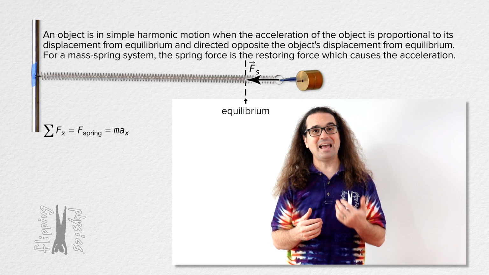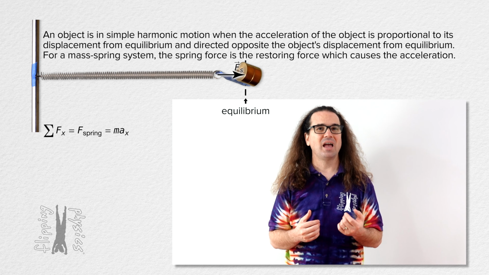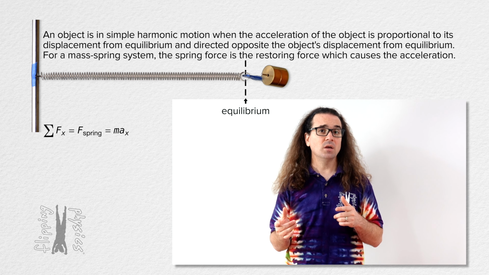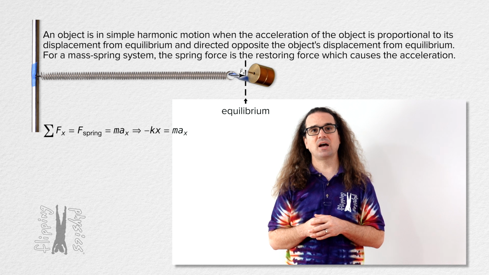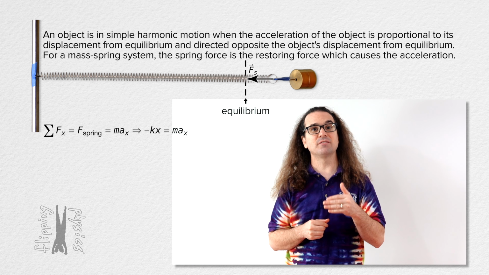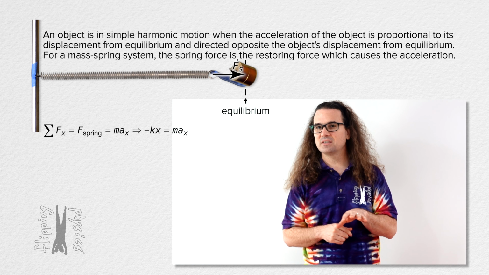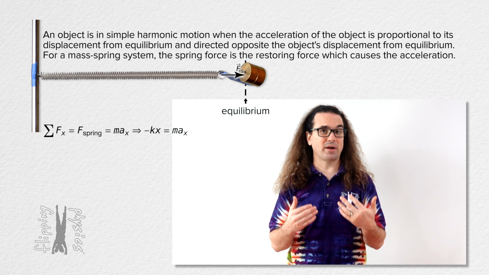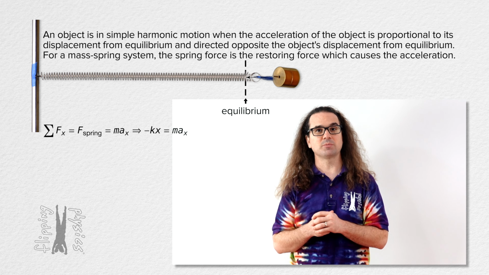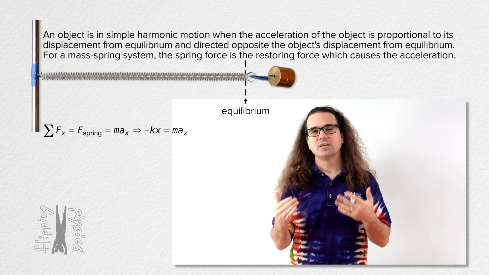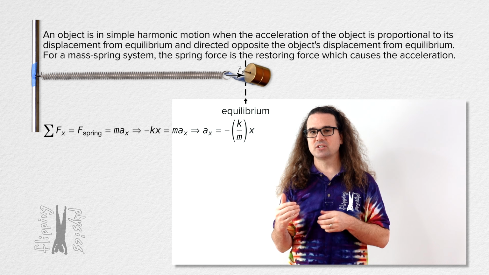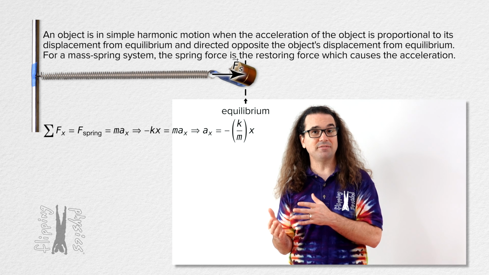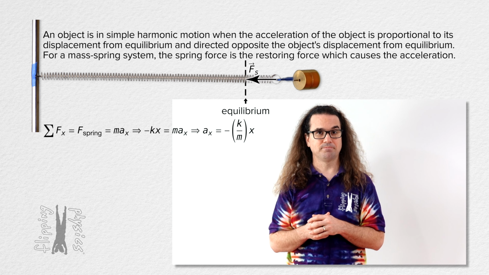The net force in the x direction then equals the spring force, and it also equals mass times acceleration in the x direction. We can substitute the negative of the spring constant times displacement from equilibrium in for the spring force. The reason this is negative is because the spring force is a restoring force and is always directed opposite from the direction of the displacement from equilibrium. Notice the negative means the acceleration and displacement are always in opposite direction, regardless of whether the mass is to the left or to the right of equilibrium.